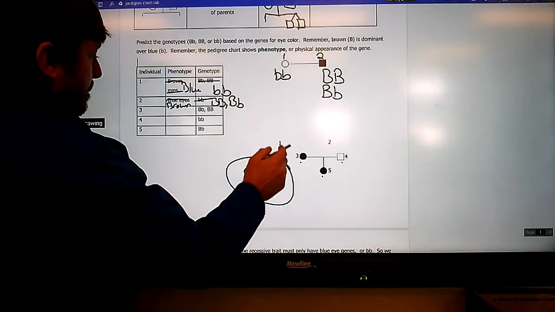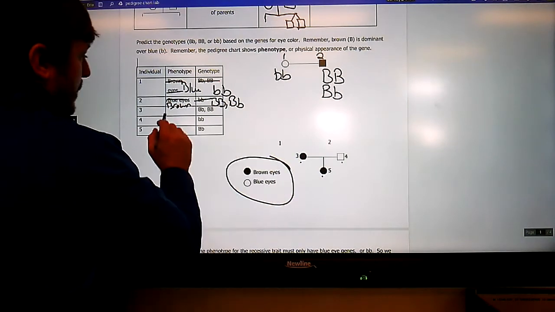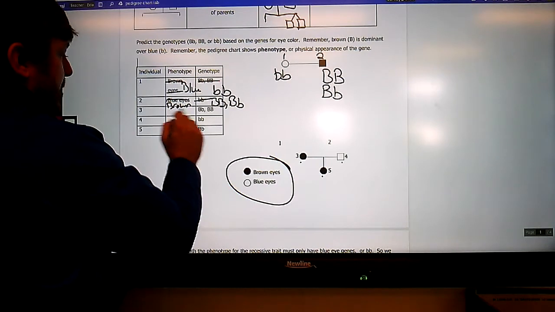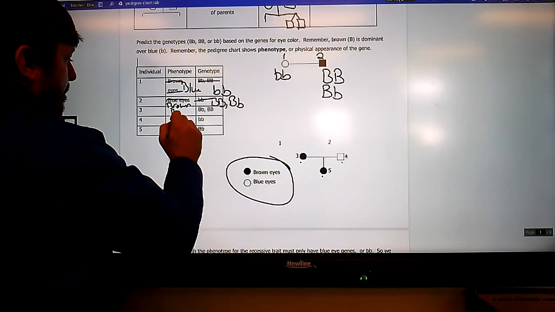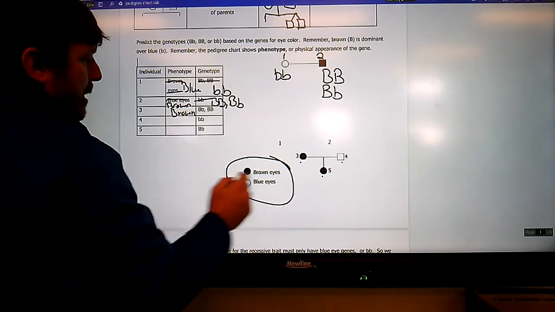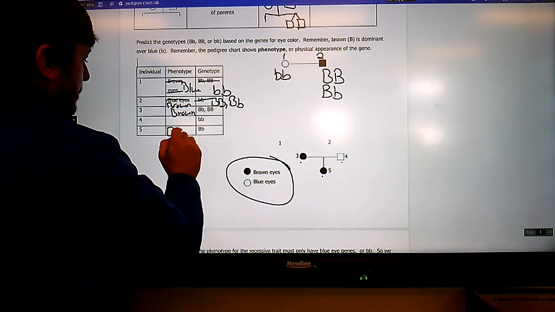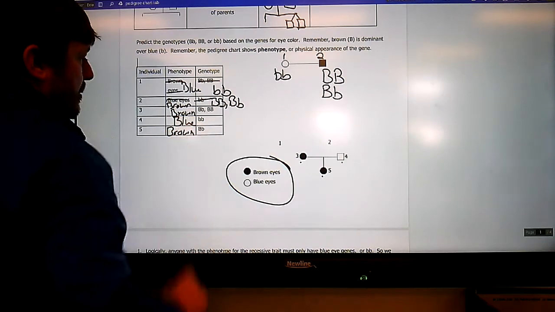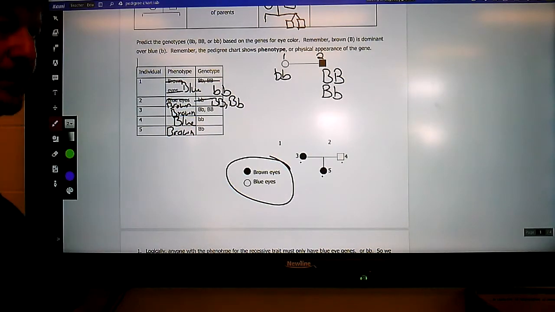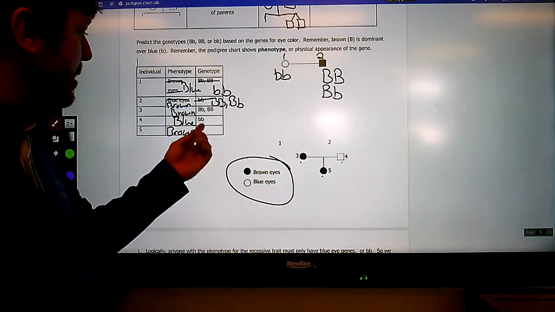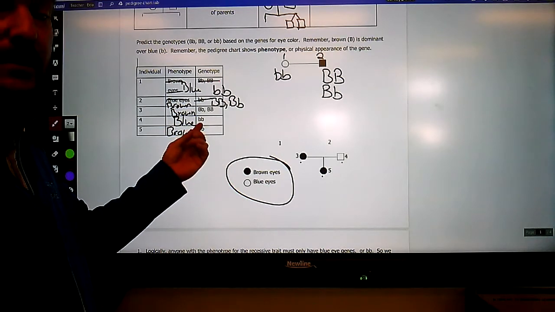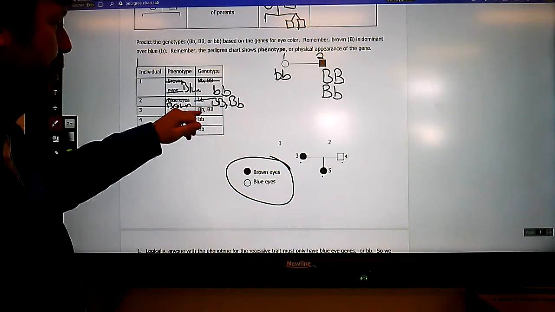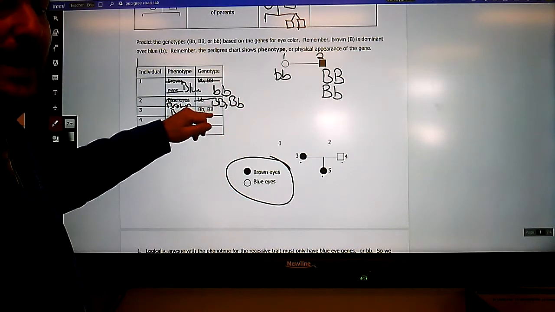So again, we know number 3 has our brown eyes, right? Because that's our dominant allele. We know number 5 has brown. And we know number 4 is blue. Okay? The only possible way to get blue eyes is lowercase b, and there are 2 possible ways to get brown, capital B, lowercase b, or capital B.